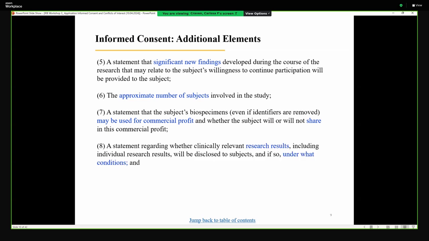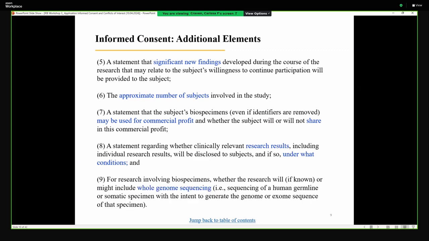If clinically relevant research results occur, maybe they want to see those results. They need to know how it will be disclosed and under what conditions. And if you are using research with biospecimens and you are doing anything with genome sequencing, that should be disclosed.